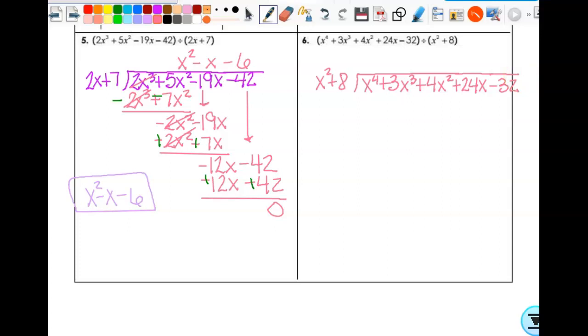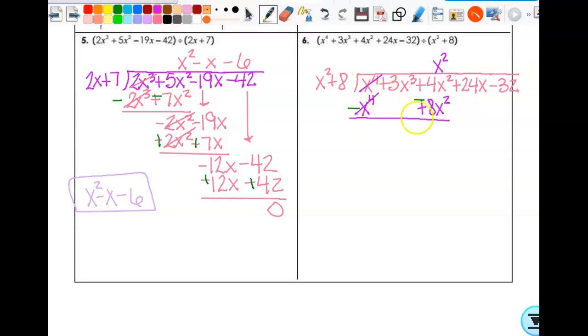All right, so when I do this, start off the same way. X to the 4th divided by x squared leaves me with x squared. I put it above the x squared term. Okay. Multiply x squared times x squared, I get x to the 4th. X squared times 8 gives me a positive 8x squared, and I line it up with the x squared term. There's a big old gap there. You can't line it up with the x cubed because you can't actually subtract those. So then I change the sign on both.